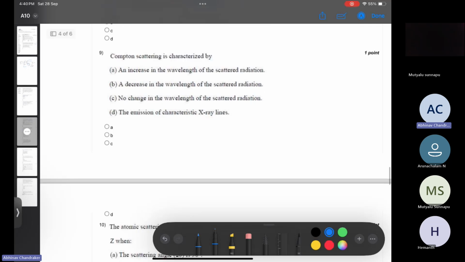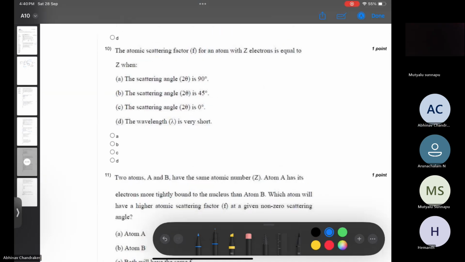Now, question 9. Quantum scattering is characterized by. We discussed this multiple times during the recap. The answer will be an increase in the wavelength of scattered radiation. So the energy of the scattered beam is lower than that of the incident beam, which means that the wavelength of the scattered beam is higher.